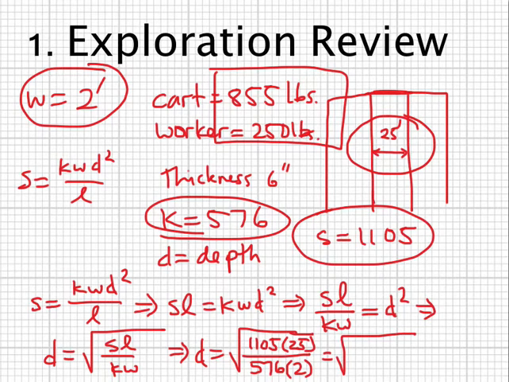So solving this, I would now just multiply the answers that I'm given. So I have 11,005 times 25, which is 27,625, divided by 576 times 2. Oh, messing up on my calculator here. 1,152.